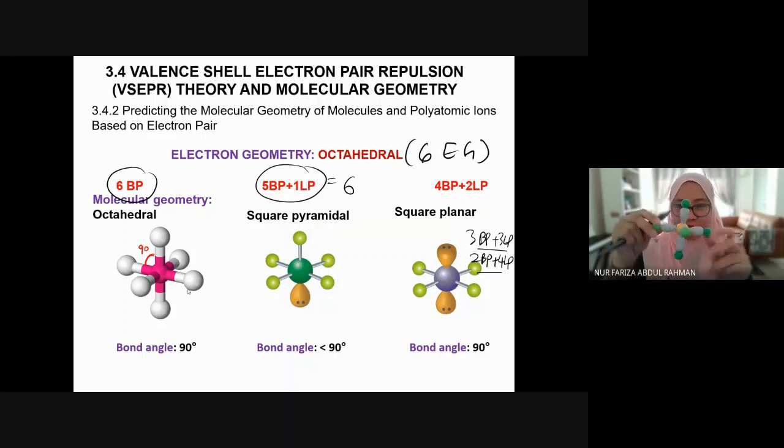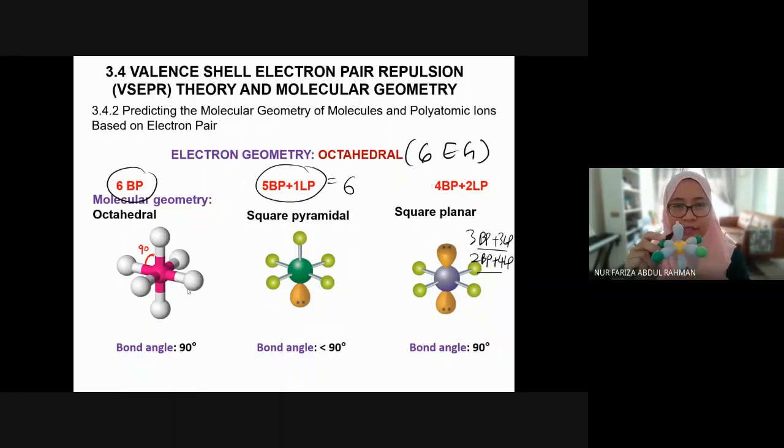Okay, you place it. If I rotate it, you still get the same molecule. Up, same. Down, same. Left, right, everything is the same. Okay, so you can place it anywhere. Let's say I want to place it here. So this would be the shape of the molecule.